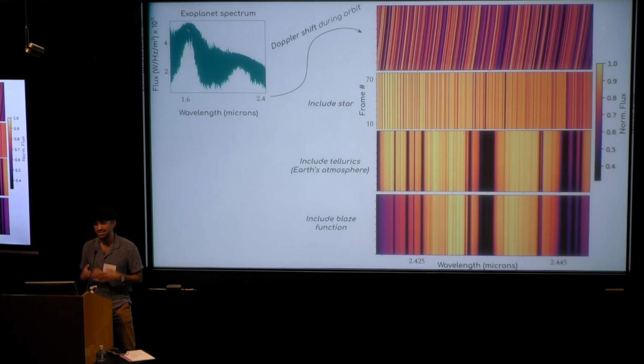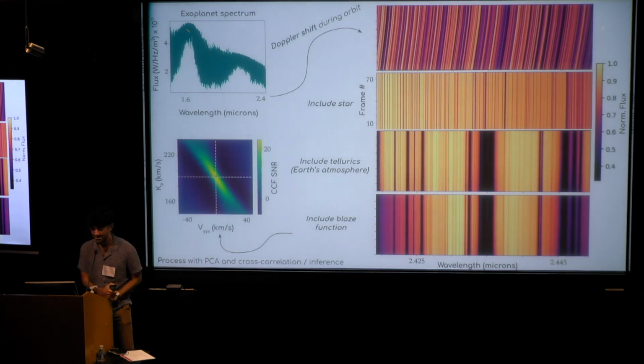Finally, we incorporate the instrumental response, so the Blaze function, wavelength-dependent throughput, and any spectrograph instability. We can include that at that point. Finally, we do all the principal components analysis, cross-correlation magic, and voila, we get kind of a blobby-looking thing.